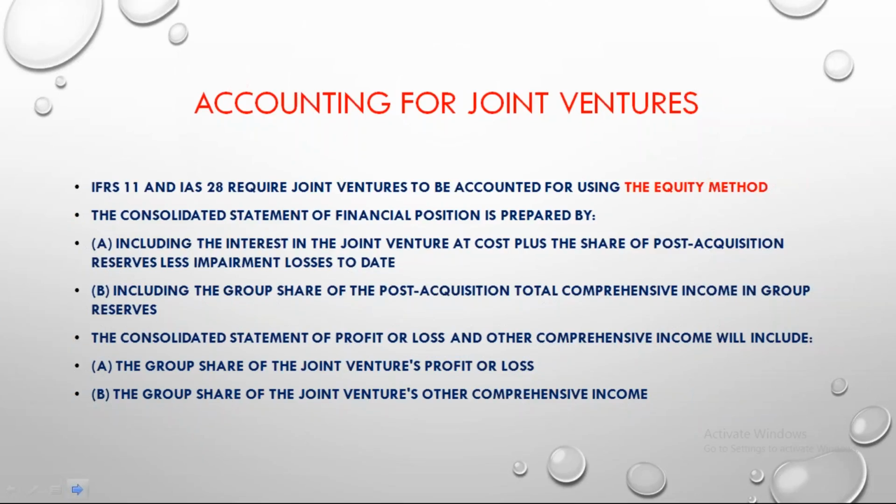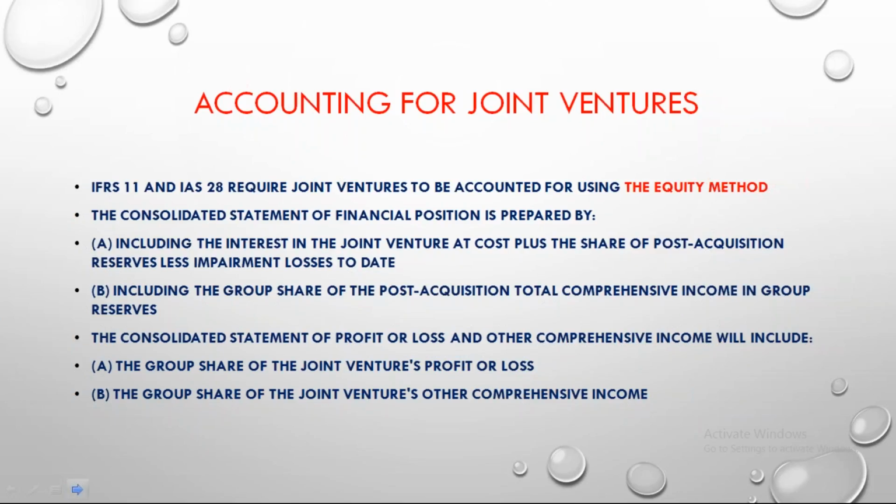If the joint venture has made some other comprehensive income, that also we take our share and include it in the group reserve. The consolidated statement of profit or loss will include the group share of the joint venture's profit or loss, just like the associate company's profit or loss, and the group share of the joint venture's other comprehensive income. So simply, it is the same accounting treatment we use for associate company that we use for joint ventures. Same equity method, same formats, everything is the same.